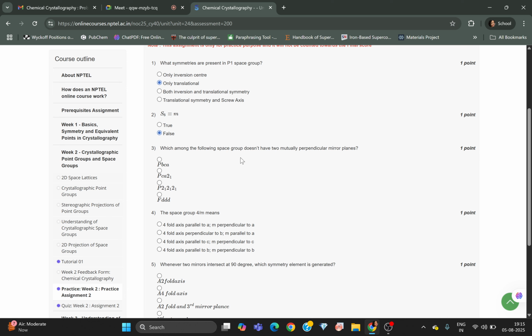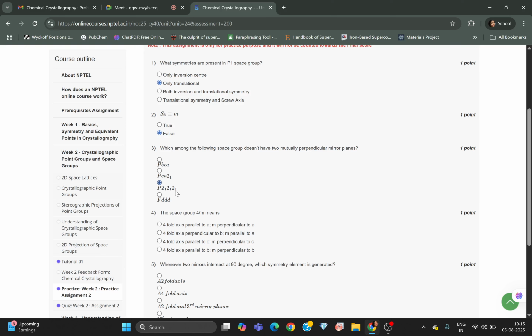The third one: which among the following space groups does not have two mutually perpendicular mirror axes? From the options you can see there are glide planes in PBCA, and glide means translation plus reflection. Reflection means there must be some involvement of a mirror. So there should be a mirror in PBCA and FDDD, where D is for the D glide, and also PCA21 and the other options are glide planes. So the one left out is P212121.